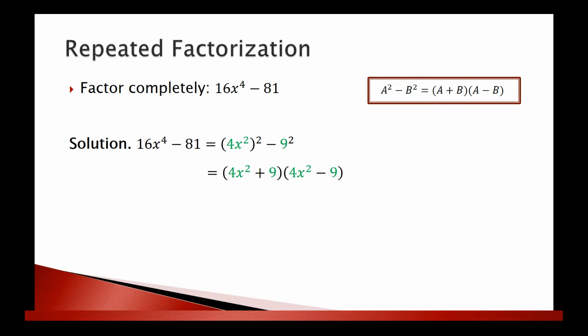Now notice that 4x squared minus 9 can be written as (2x) squared minus 3 squared, which is again the difference of two squares. So we can write that as (2x plus 3) times (2x minus 3). So the factors of 16x to the 4 minus 81 are 4x squared plus 9, 2x plus 3, and 2x minus 3.